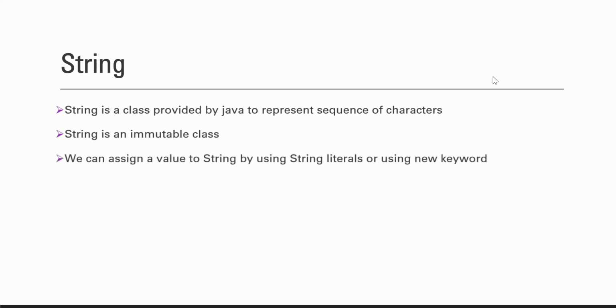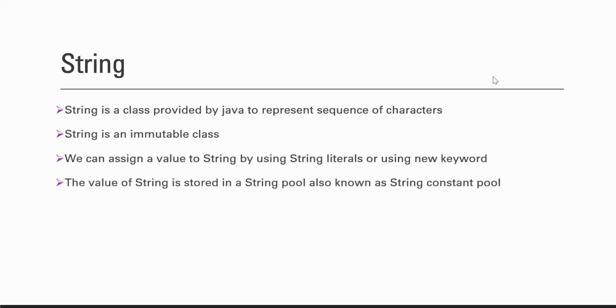So we can assign a value to a string by using string literals or using the new keyword. We have learned about string literals in the last video. Now, the value of a string is stored in the string pool. This is also known as the string constant pool. Now let's understand what the string pool is.